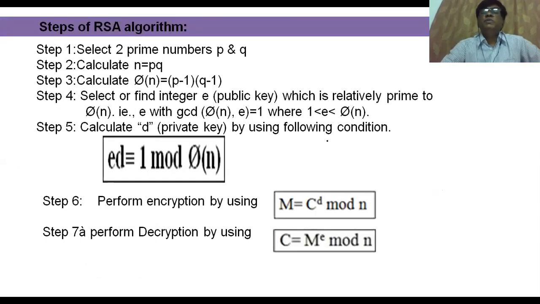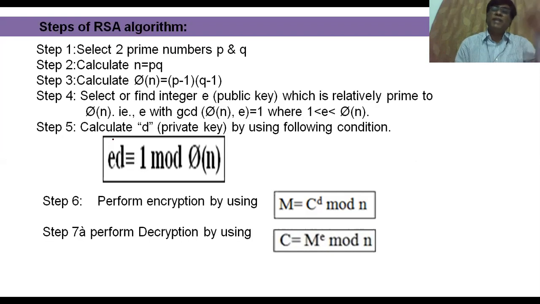Now, what are the steps for the RSA algorithm? First step, you have to assume two large prime numbers. For encryption, you have to assume two large-size prime numbers. Assume they are P and Q. P is one large prime number, Q is another large prime number.